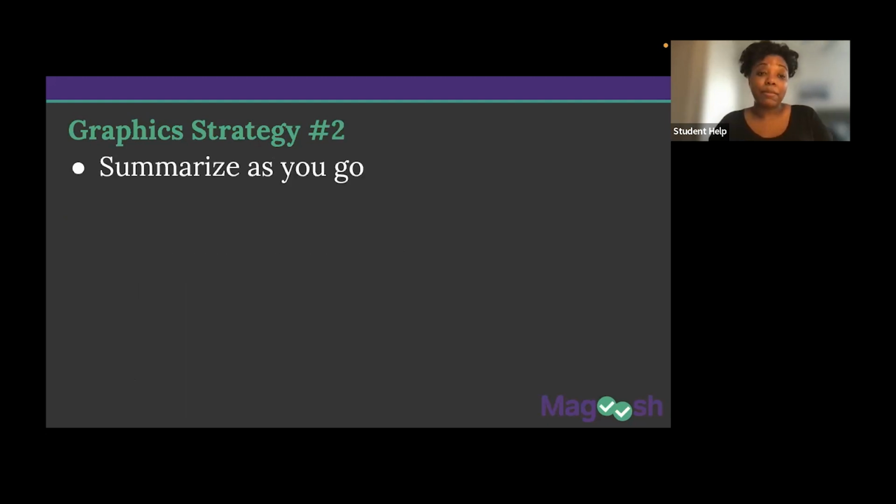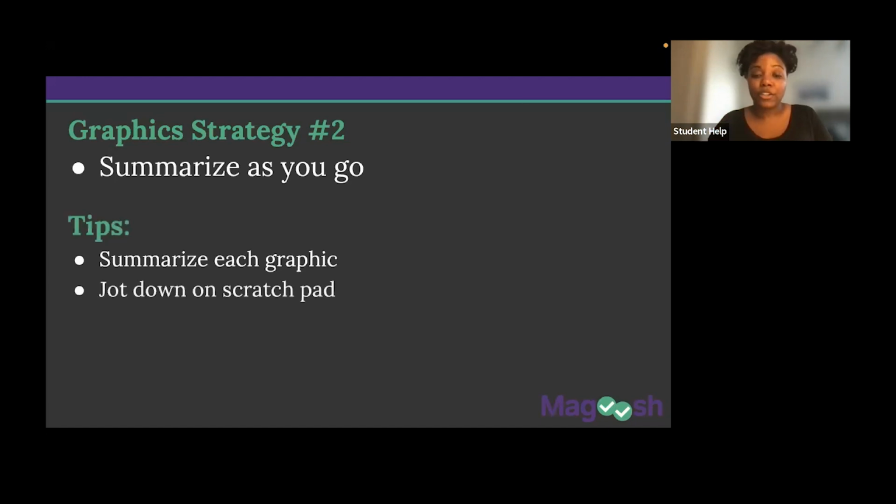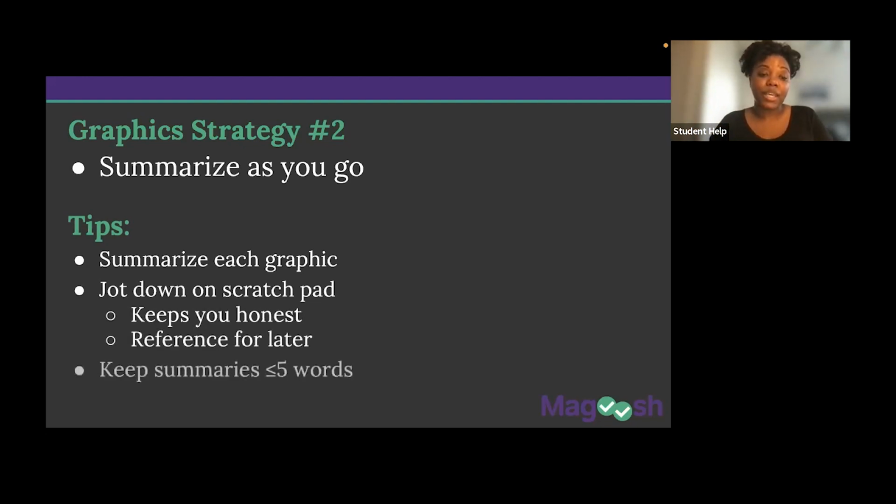All right. Step 2, once you've gotten the lay of the land and you understand, okay, this is what this passage is about, and this is what it's showing, then you do a deeper dive, maybe 1 layer, maybe 2 layers deeper. In that case, you're going to summarize each graphic. You can jot it down on your scratch pad. This helps keep you honest and keeps you focused, and it allows you to reference all of that information for later.